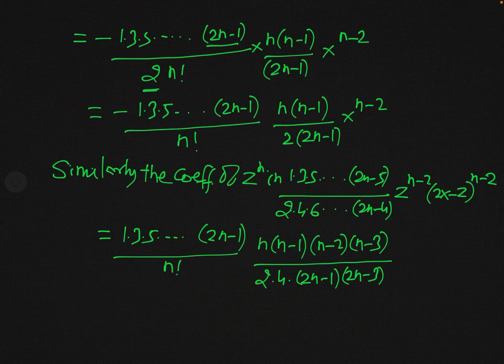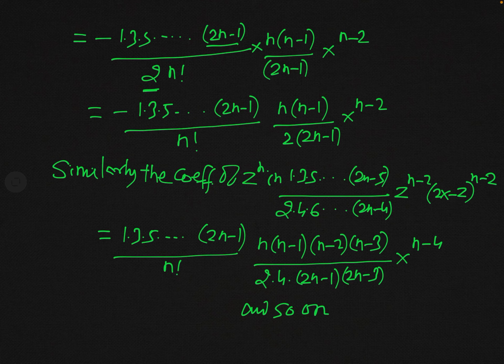2n-1 into 2n-3 into here is x to the power n-2. In the first there was x to the power n, so we will subtract the power again by 2, so there will be x to the power n-4 and so on. In this manner you can write the coefficient of z to the power n in different terms of this binomial expansion.